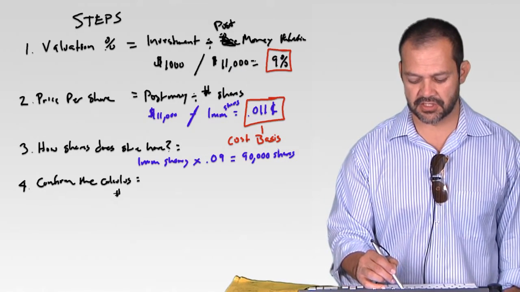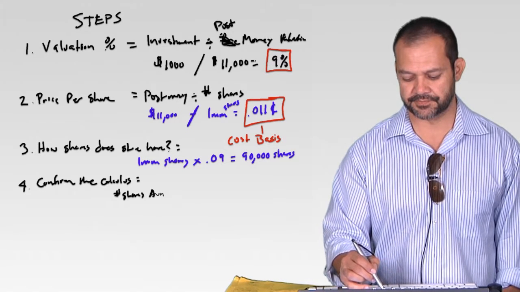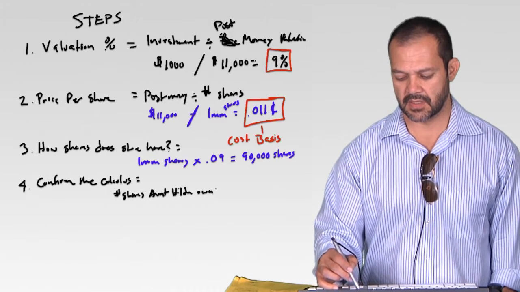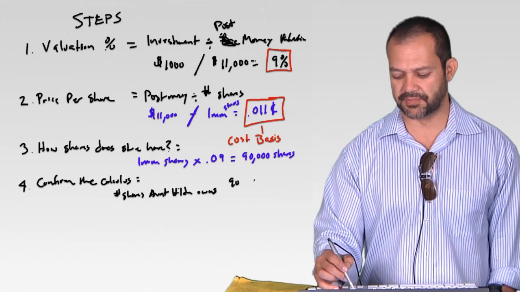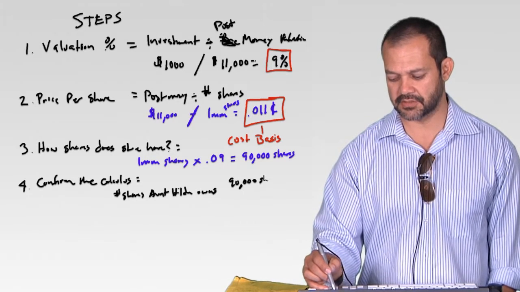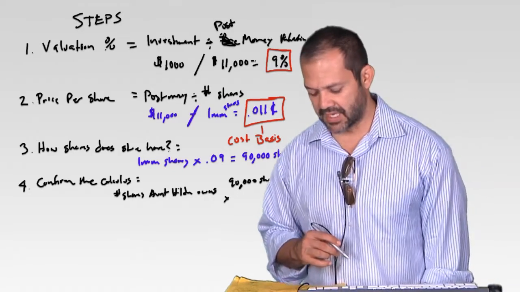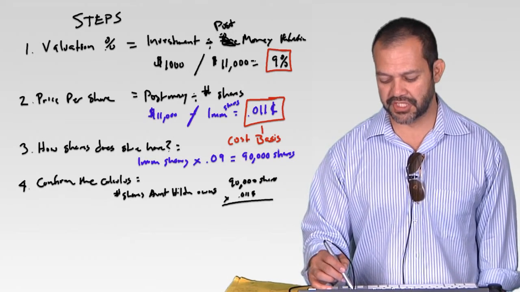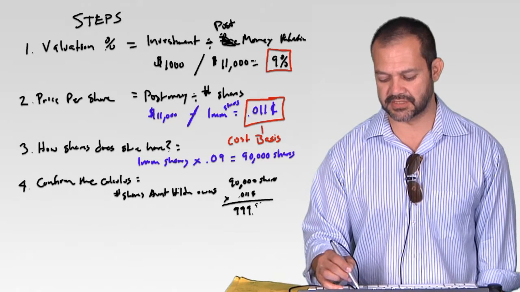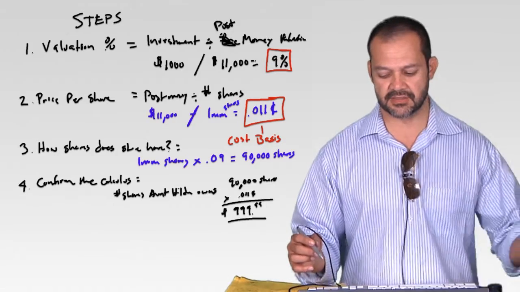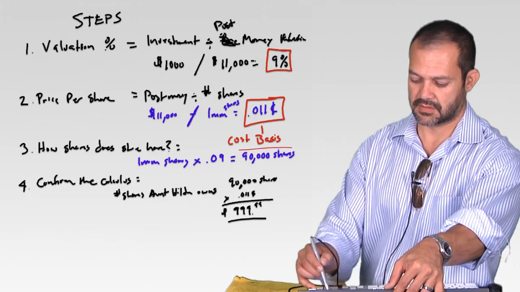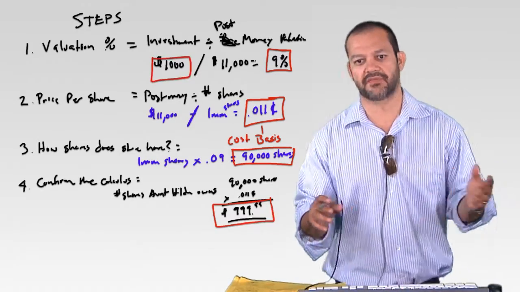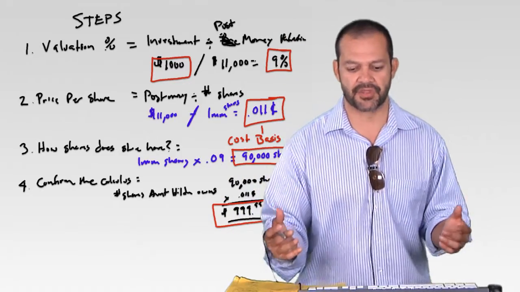So you're going to take the number of shares Aunt Hilda owns, which is 90,000, and you're going to multiply that times the price per share, which is 0.011 cents. That should give you $999.99, basically. Thus, her investment here should be the same as here. So we round that up. She's off a penny. But if it's 0.01111, you're going to come up with $1,000, right?